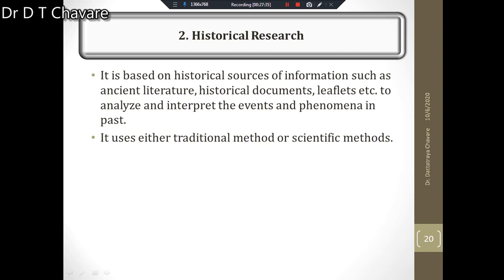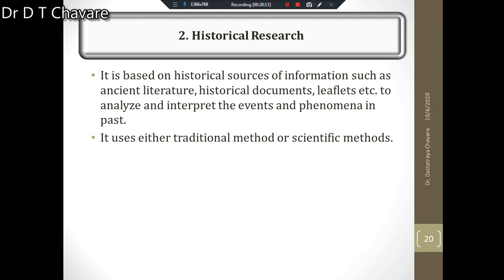Then the second type of research is historical research. Try to understand. It is based on historical sources of information. Historical research is based on historical sources of information, such as ancient literature, historical documents, leaflets, etc., to analyze and interpret the events and phenomena of the past. This type of research is conducted for historical phenomena and historical activities.